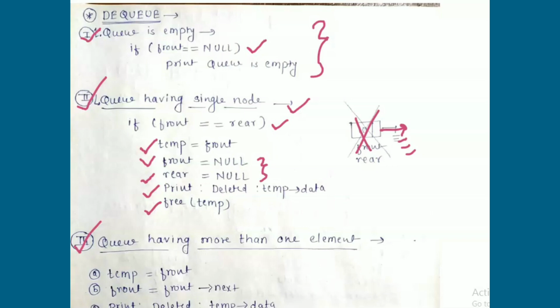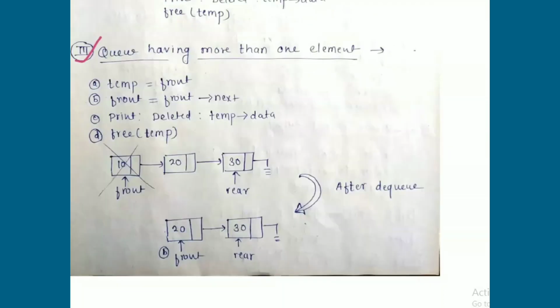Now we will check the third case, which is when the queue is having more than one element. Here I am considering a queue with three elements: 10, 20 and 30. I want to perform a dequeue operation. That means I am going to delete the first node, or we can say the front node of our queue. For that, I will hold the front of the queue in a temporary variable.